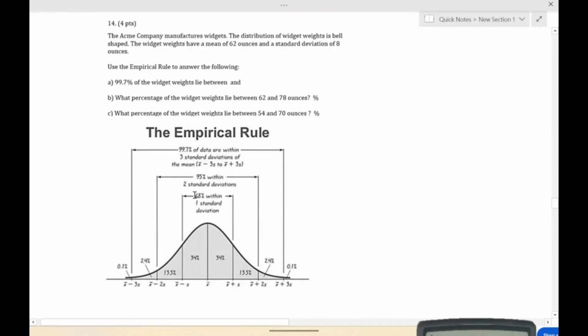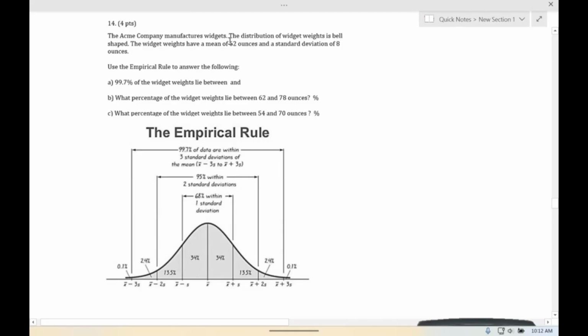Okay, so here we have the empirical rule as it's laid out. Notice we have x bar in the middle, and we have one, two, and three standard deviations above the mean. And then we have one, two, and three standard deviations below the mean. The empirical rule says that 68% of the data lie within one standard deviation, 95% within two standard deviations, and 99.7% within three standard deviations.